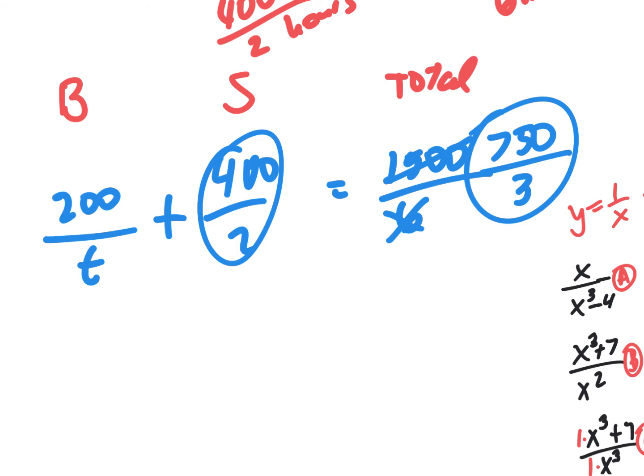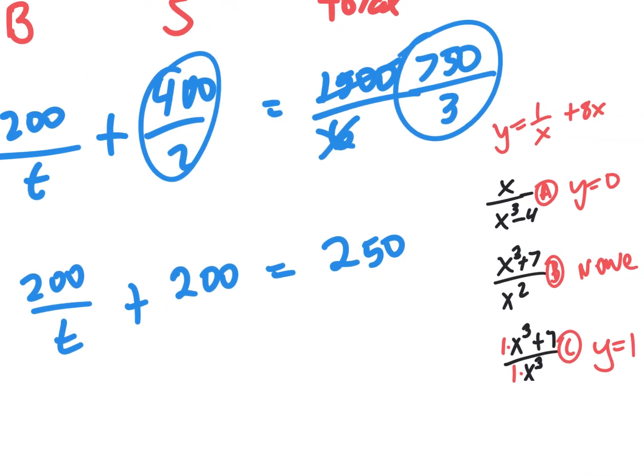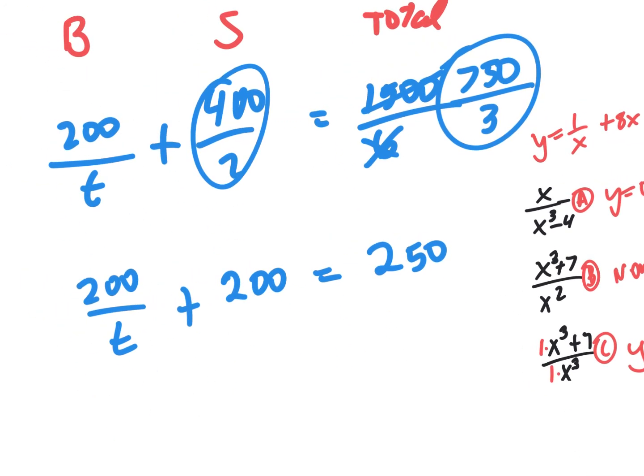3 goes into 750. 250, isn't it? Okay, so then I got 200 over t plus 200 is equal to 250. Now I'm going to subtract, first got to multiply everything by t. Times t, times t, times t.